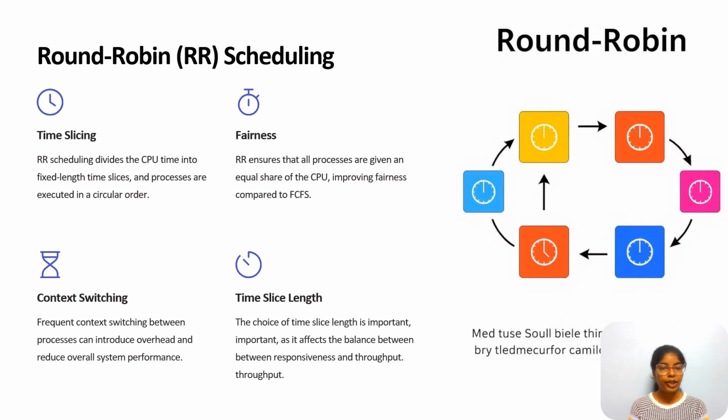On to round robin scheduling. First step is time slicing. Round robin scheduling divides the CPU time into fixed length time slices and processes are executed in a circular order. Fairness: round robin ensures that all processes are given an equal share of the CPU, improving fairness compared to FCFS. Context switching: frequent context switching between processes can introduce overhead and reduce overall system performance. Time slice length: the choice of time slice length is important as it affects the balance between responsiveness and throughput.